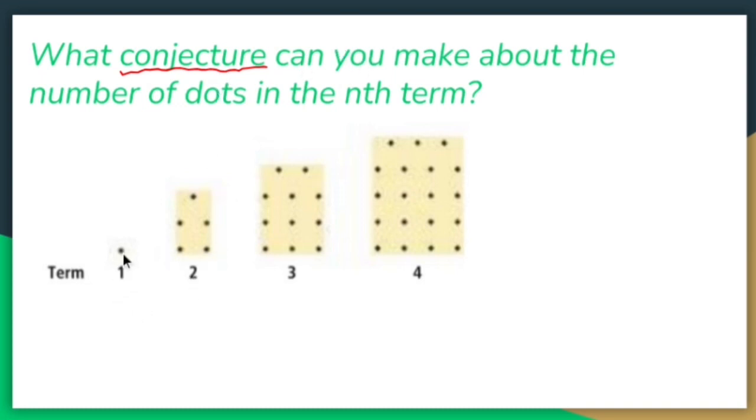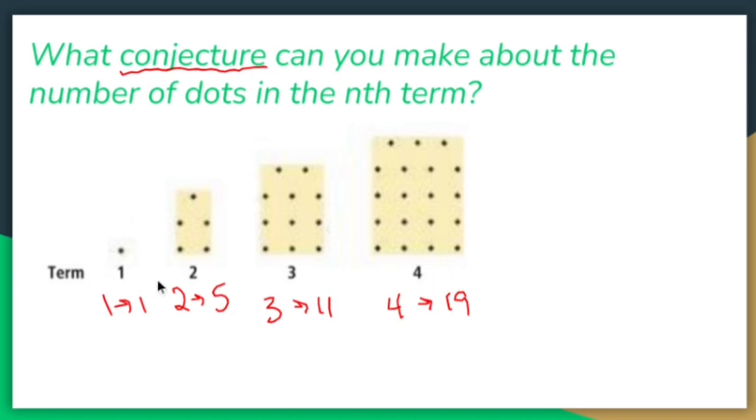Well, one term is one dot. Great. Two terms is 5. So 1 becomes 1, 2 becomes 5, 3 becomes, what is that, 11? Ugh, that's a terrible band. And 4 becomes 19.